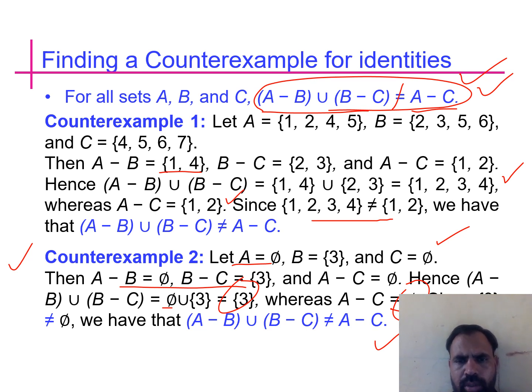Another example is represented here. Let A is equal to 5 and B is equal to 3 and C is equal to 5. Then A minus B is equal to 5. If we take A minus C, which is also 5, hence A minus B union B minus C is 5 union 3, whereas A minus C is equal to 5. So we have that A minus B union B minus C is not equal to A minus C.